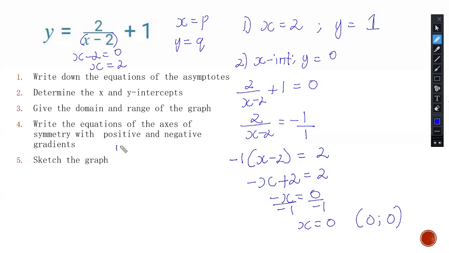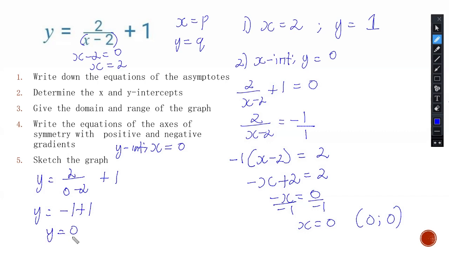Now, I need to calculate the y-intercept. Y-intercept is when you make x equal to 0. So basically what you do here, you write this equation as it is, but where there is x, you substitute 0. So you have 2 over 0 minus 2 and then plus 1. Now you can simply punch all of this into your calculator, or you can solve it manually. 2 divided by negative 2 is negative 1, plus 1. And then y is equal to 0.